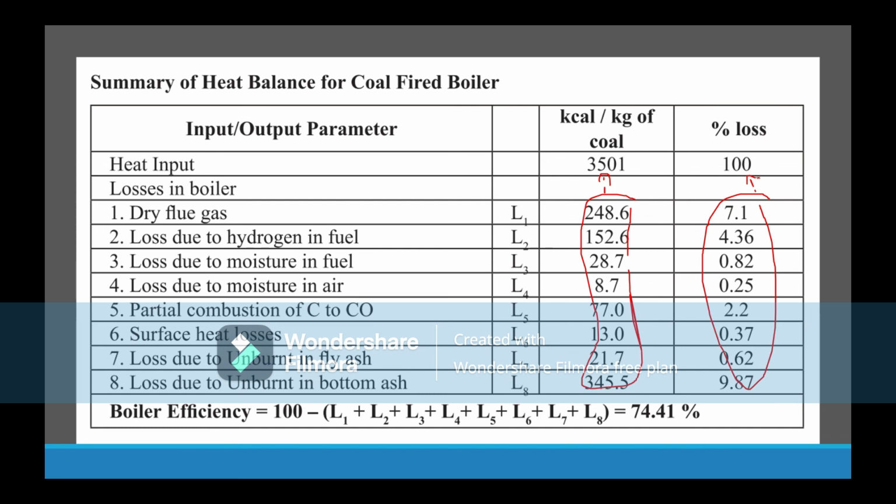Okay, in the next class we solve another problem related to an oil fired boiler. In that oil fired boiler, the ash content is negligible. Therefore, the losses L7 and L8 are negligible. Therefore, the boiler efficiency is reduced to 100 minus 6 losses, up to 6 losses.